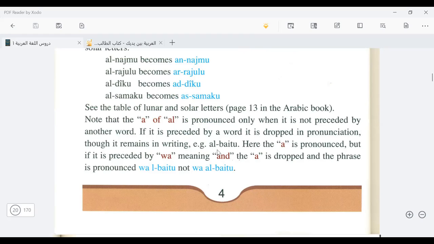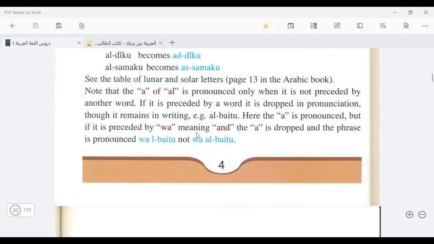For example, Al-baytu. Here, the alif is pronounced, but if it is preceded by wa, meaning "and", the alif is dropped and the phrase is pronounced wal-baytu. What are you reading here? It's wa. Wal-baytu, not wa al-baytu.